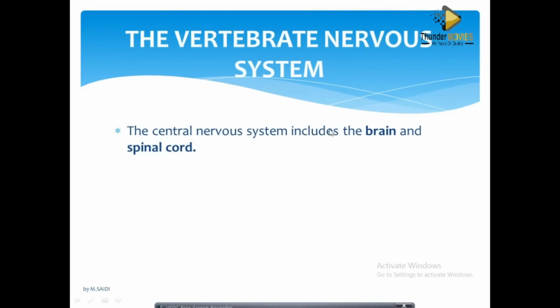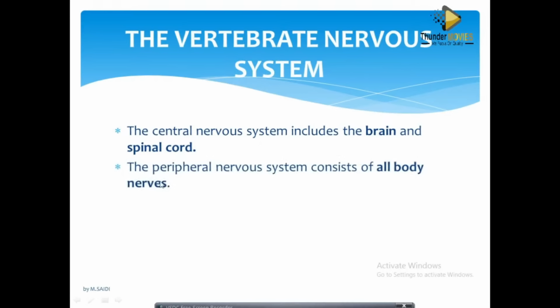The human nervous system is divided into three. The central nervous system, which includes the brain and the spinal cord. The brain is on the top, while the root of the brain is what we call the spinal cord. We are going to look at this in detail.